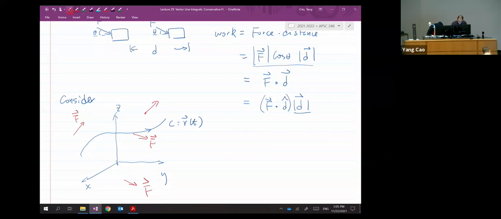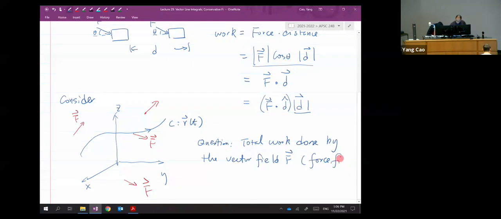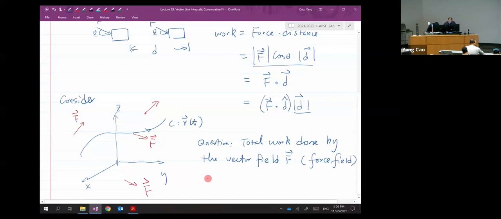So the question we're going to look for is: what will be the total work done by the vector field? In this case, we can call this vector field F a force field, since F is all about the force. So what would be the total work done by the vector field over the curve C?